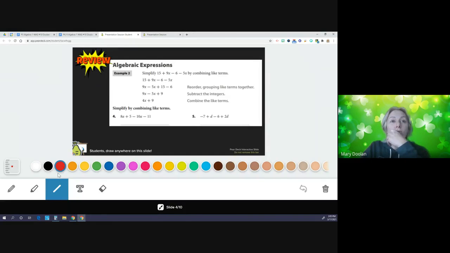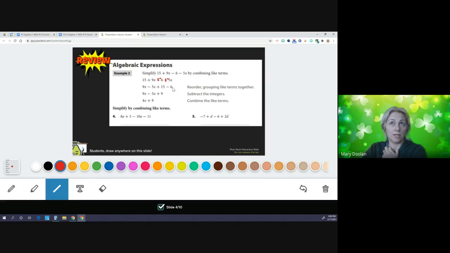Again, when you think about terms, your terms are the pieces that are added together. So instead of minus 6, I could think of this as adding negative 6. Instead of subtracting 5x, I could rewrite this as adding negative 5x. Then when I want to rearrange things so that we're grouping the like terms together, we know where to move that subtraction symbol. It belongs with the 6, it belongs with the 5x. So 9x minus 5x plus 15 minus 6.